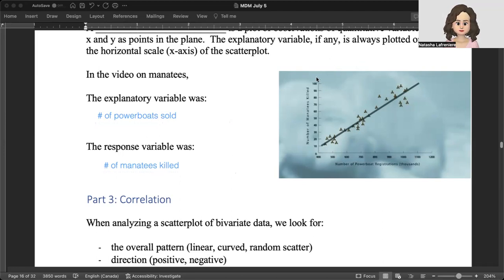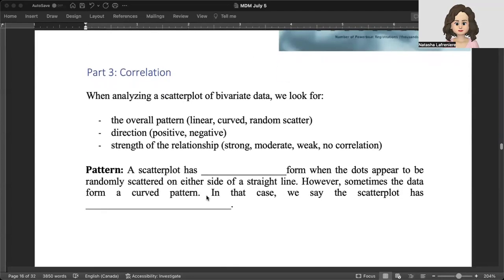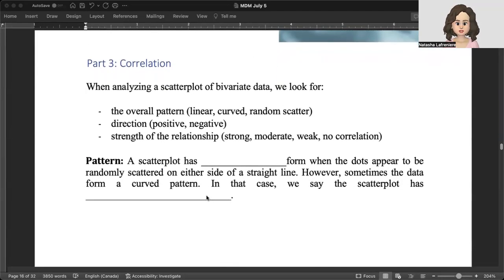So I'm going to clear this. Okay, so we've got correlation, which means the relationship between the two parts. When analyzing a scatter plot of bivariate data, we look at the overall pattern. Is it linear? Linear is a line. Is it curved, meaning it looks kind of like a U shape, or is it just random and all over the place? We look at the direction: if it's positive, it's going upwards, or if it's negative, it's going downwards. Then the strength of the relationship: is it strong, moderate, weak, or is there no correlation?